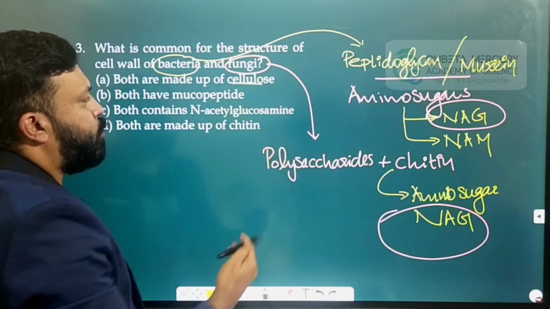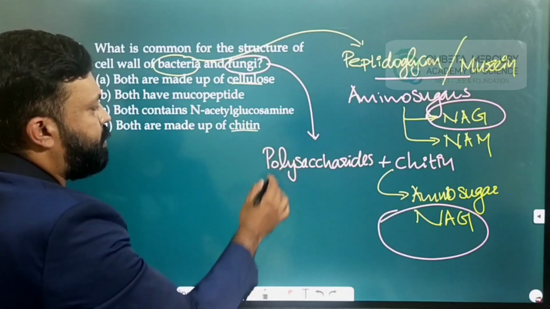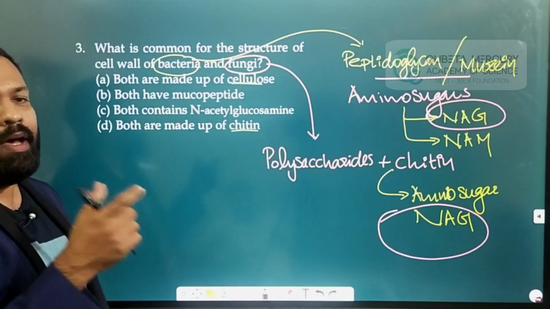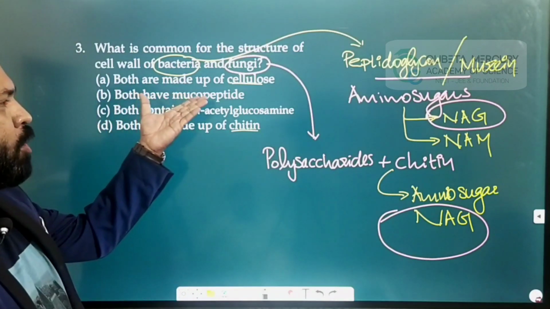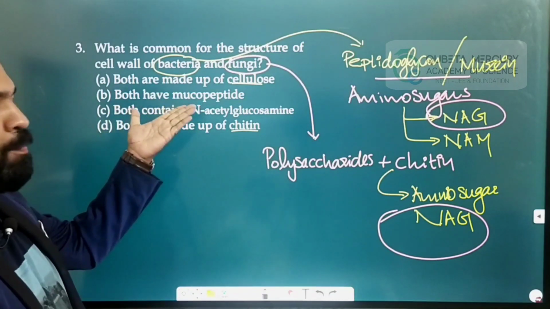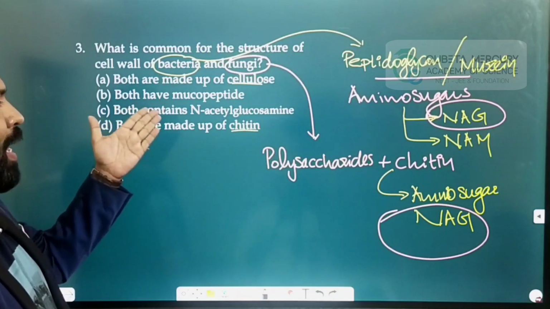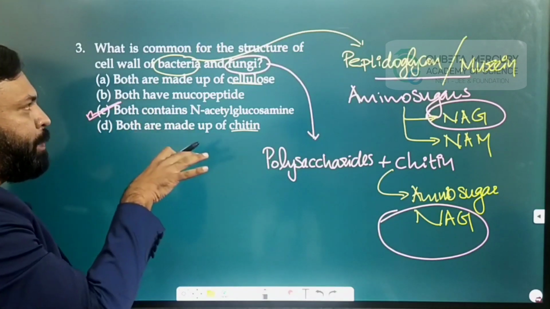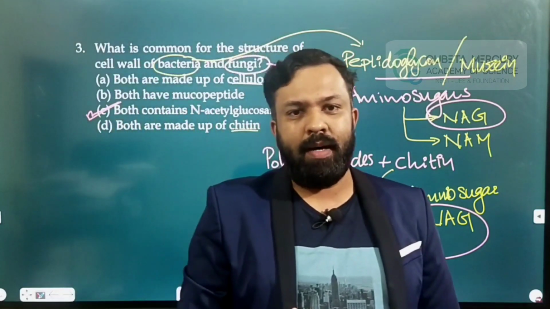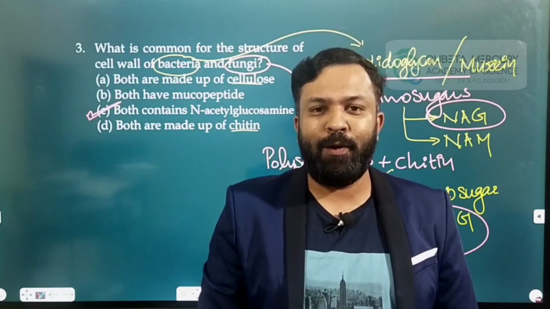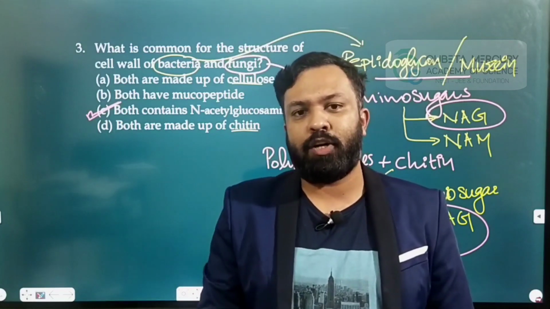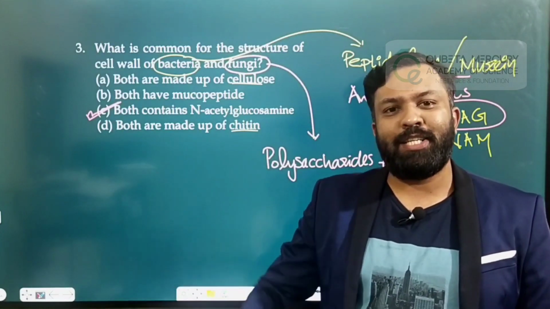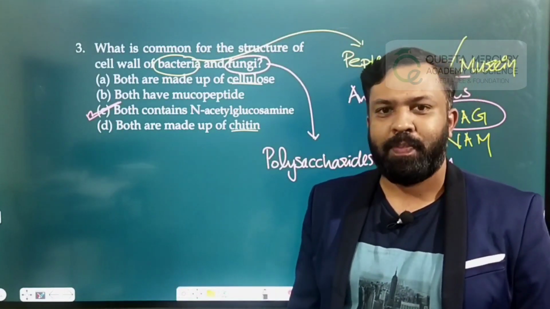The cellulosic wall is usually shown by the plants, right? And the chitin wall is seen in fungi. That chitin is an amino sugar called NAG. So you may just take a glance at the options. Both are made of cellulose? No, not at all. Both have mucopeptide? No, never. Both contain N-acetyl glucosamine? Yes, exactly. That is the right answer for this question. Both the bacterial wall as well as the fungal wall are made of NAG, that is N-acetyl glucosamine, a nitrogen-rich polysaccharide, otherwise said to be an amino sugar. In fungi, the chitin, the NAG, is otherwise said to be the fungal cellulose. That's the third question. I hope it's okay.